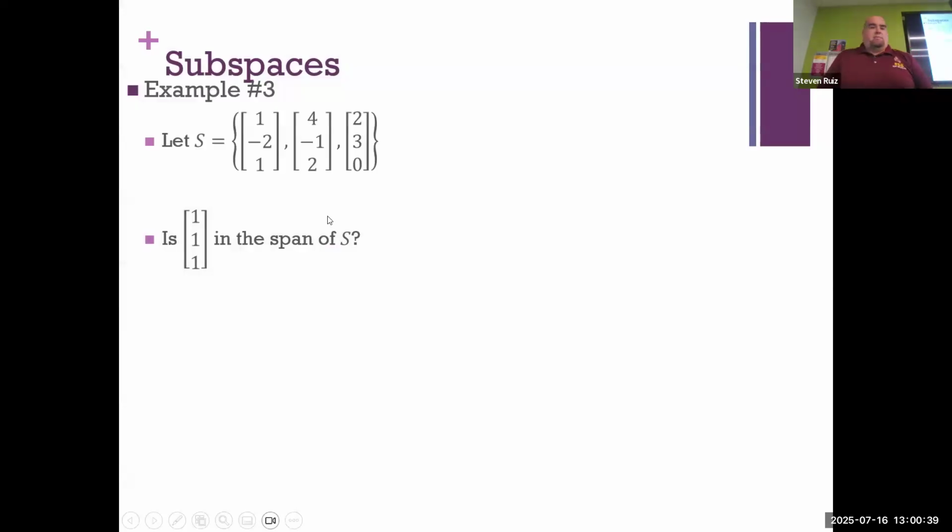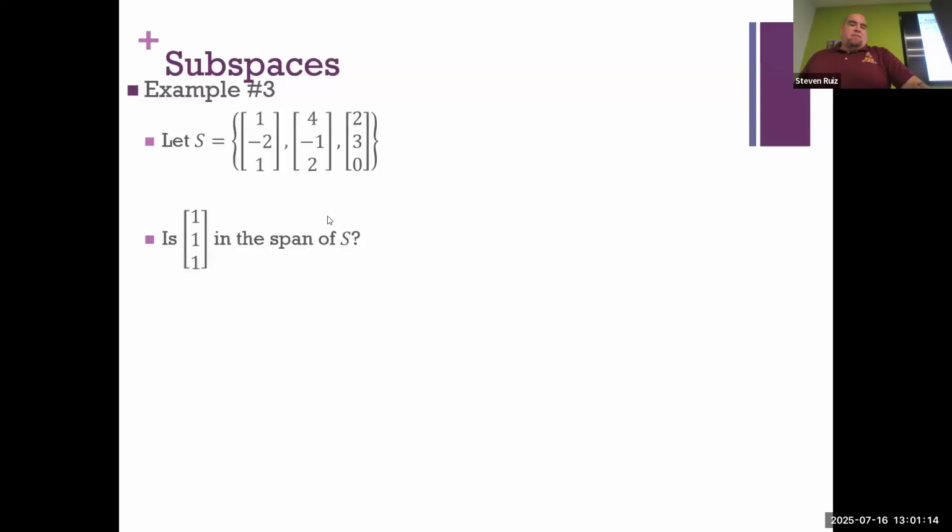All right, let's go ahead and get back into it. So we left off this example yesterday. We're trying to figure out if 1, 1, 1 is in the span of these three vectors. So let's remind ourselves, what does it mean? What's the span of three vectors? What does that mean? The span of a set of vectors. Right. So it's basically all the linear combinations of those three vectors.